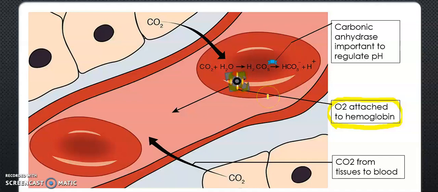The other function, the presence of an enzyme that will allow the red blood cells to control or regulate pH. So what is the name of this enzyme right here in blue that will allow us to have this type of chemical reaction right here? This chemical reaction is controlled or catalyzed by this enzyme called carbonic anhydrase.